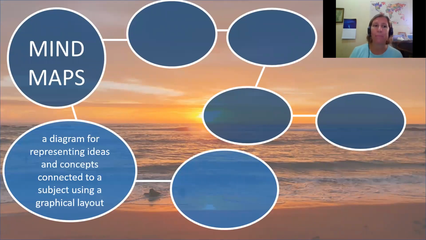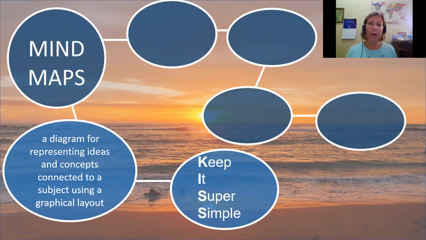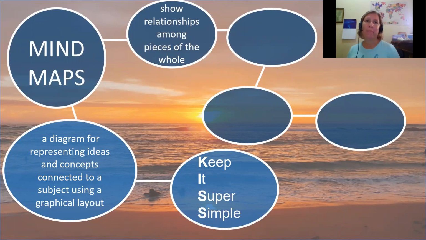Okay, so mind maps are a type of diagram used to represent ideas and concepts connected to a subject using a graphical layout. So for example, these circles, these ovals, this is a graphical layout. Now, when you're making a mind map, remember the idea of KISS. Keep it super simple. Okay, it doesn't need to be elaborate and crazy, right? This is just a way for you to organize your ideas and to help that flow of information go on in your brain.